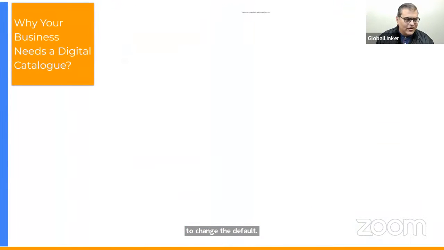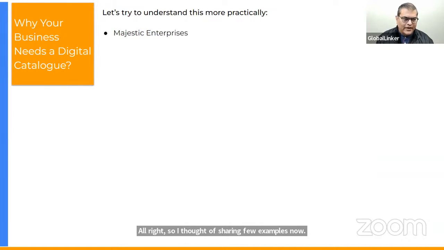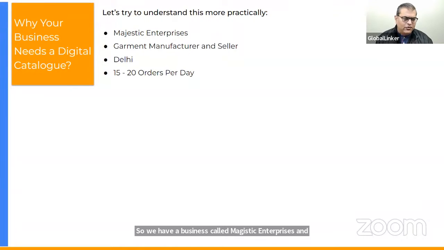So I thought of sharing a few examples. Now, let's try to understand it more practically. We have a business called Majestic Enterprises, a manufacturer and seller of garments based out of Delhi, and they do like 15 to 20 orders per day. Now we have to increase this volume all the way to 100 orders per day. How do we do that?